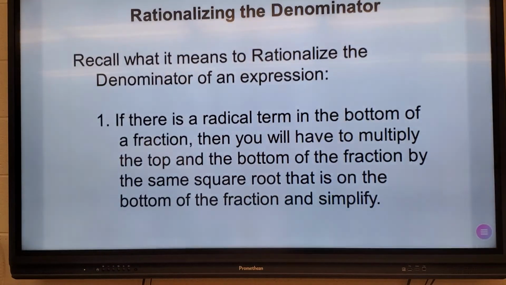Important note here, rationalizing the denominator, you need to remember that you may not have a non-rational item in the denominator of a fraction. That means you cannot have a square root and you cannot have an imaginary number. You cannot have an i or a square root. Okay, for the purpose of this, if you have a square root in the denominator, you're going to need to multiply the numerator and the denominator, okay, the top and the bottom of the fraction, by that square root, okay, so that we can simplify.